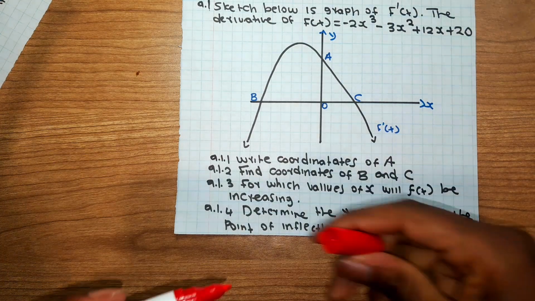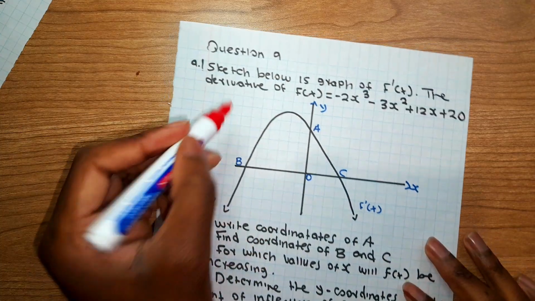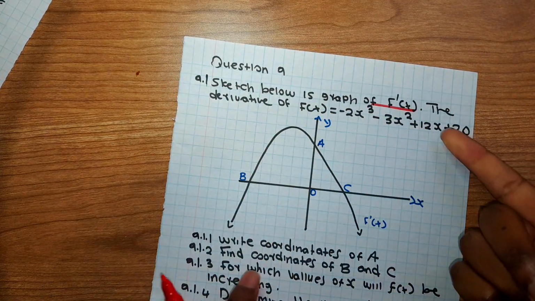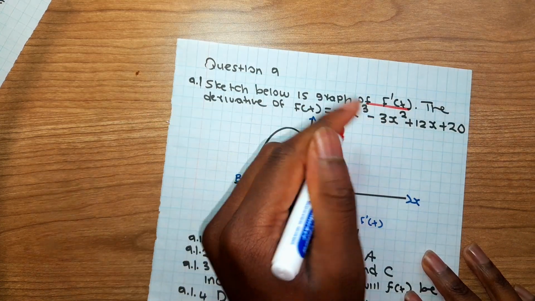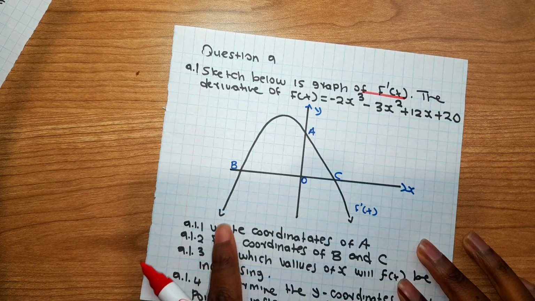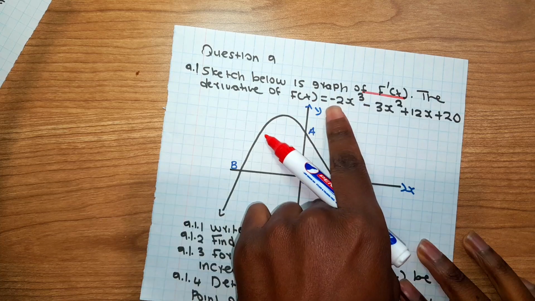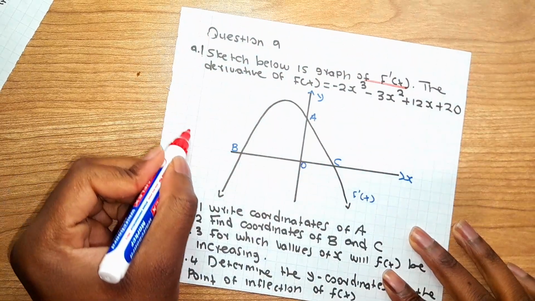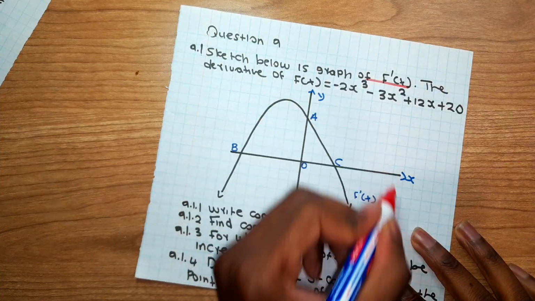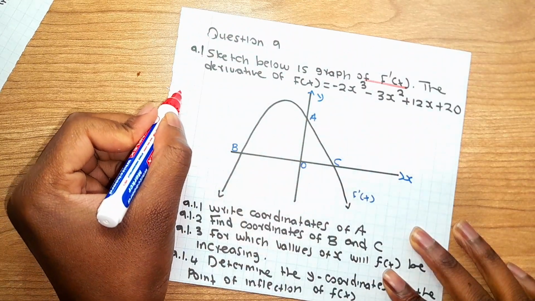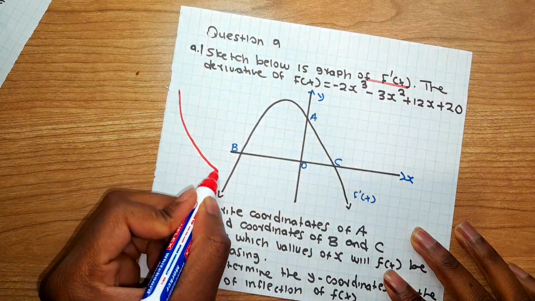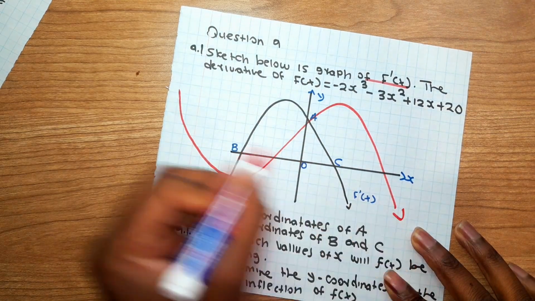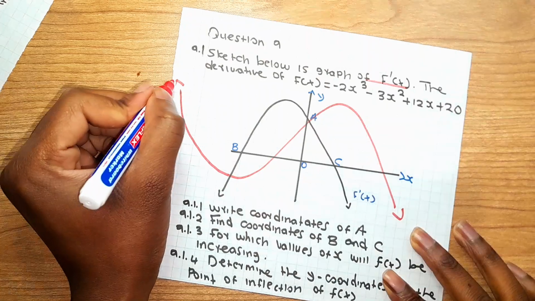Now let's look at this question. We realize that the question said the sketch below is the graph of a derivative, the derivative of f at x. So we realize that it has a negative value of a. So you need to draw this. You need to say, okay, it's going to decrease and then increase. So we're just measuring it. You realize we're going to have something like this.